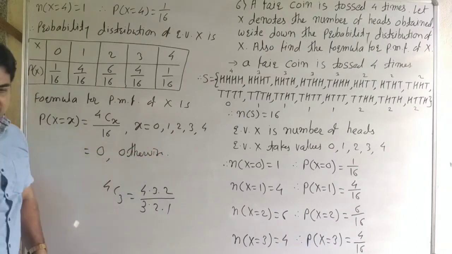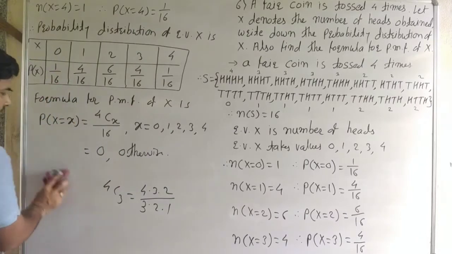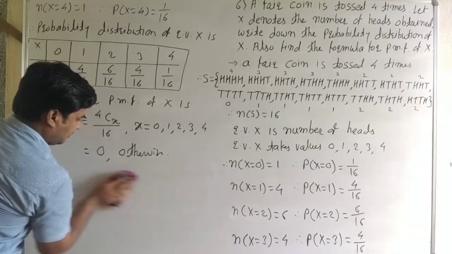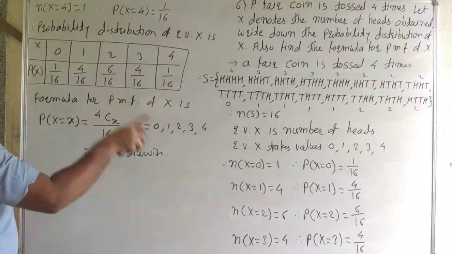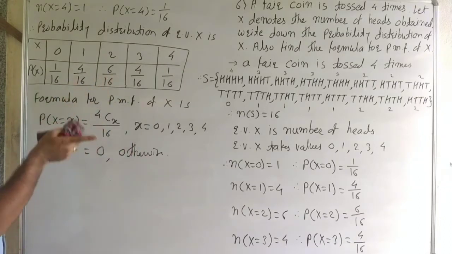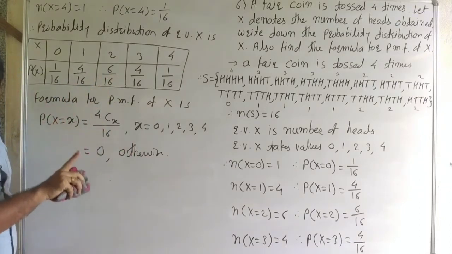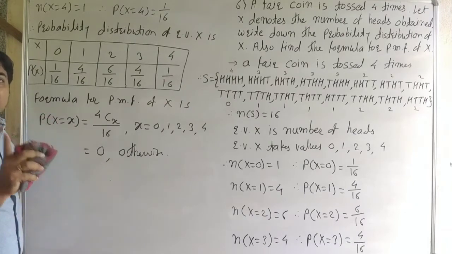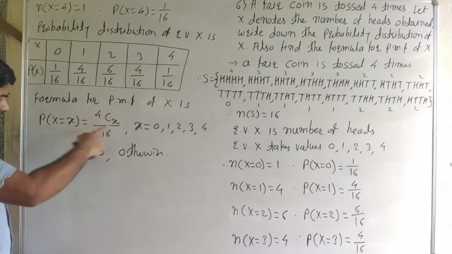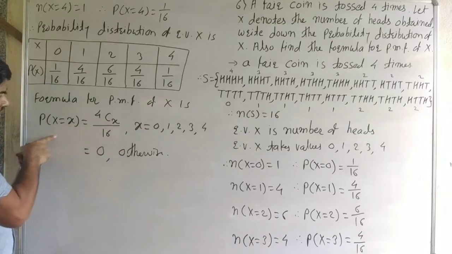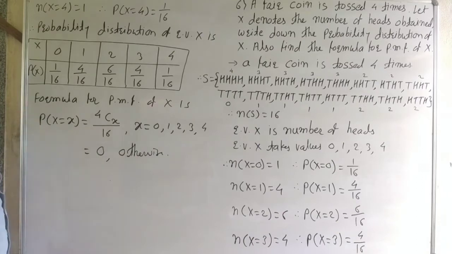Okay, see carefully this. The probability distribution we already wrote in exercise 7.1. Here there is an extra question: write the formula for this PMF. Okay, see carefully. Now we see the next example.